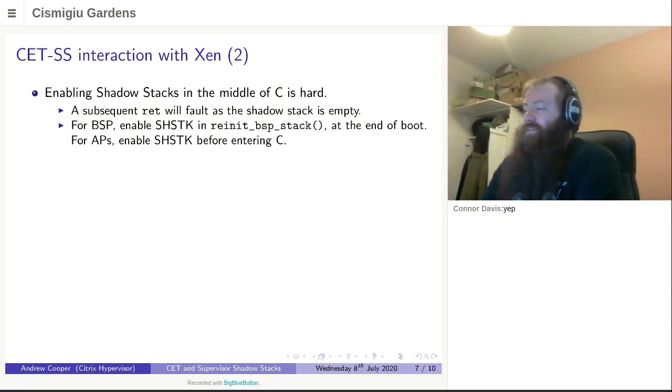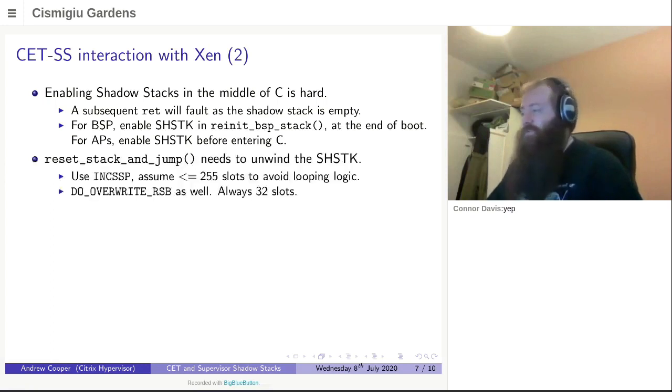Turning on shadow stacks at that point actually works quite well, because we've just emptied one stack to continue setting up. The boot processor also does a lot of work for the secondary processors, so much so that it's actually a fairly small bit of assembly to turn that on before entering C. So that was actually quite nice and easy.